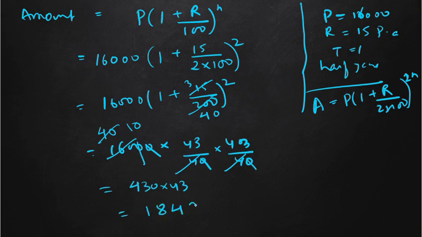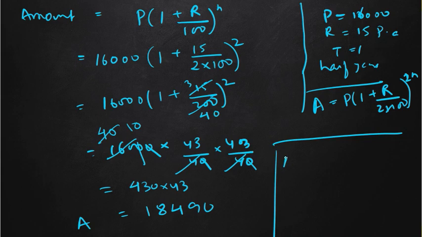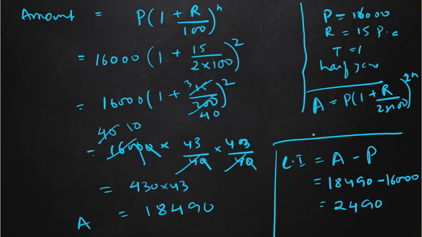So the answer is 18,490. This is the amount, and we need to calculate the compound interest also. How to find the compound interest? Compound interest will be amount minus principal. So compound interest is our amount minus principal. The amount is 18,490 minus principal 16,000. If you subtract, this will be 2,490. Clear? Very easy. You just need to apply the formula correctly.